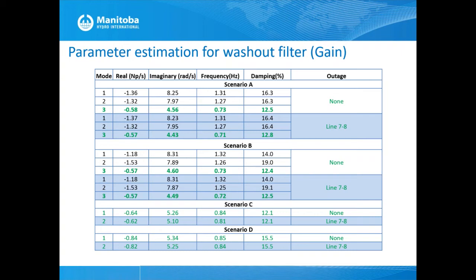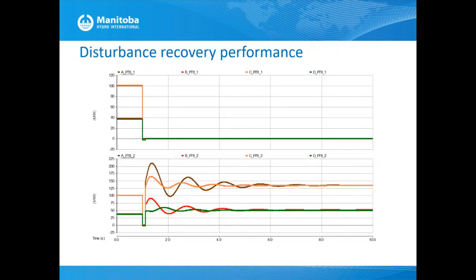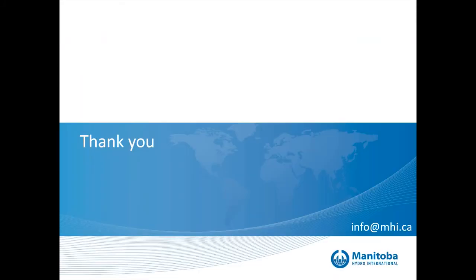Then I want to show you the time domain simulation. Here you can see again the same contingency or same disturbance, but we have very heavily damped oscillations. This shows a healthy system with enough damping. Here we added a power system stabilizer for all 4 generators. I think with that I would like to conclude the presentation. Thank you for your time.